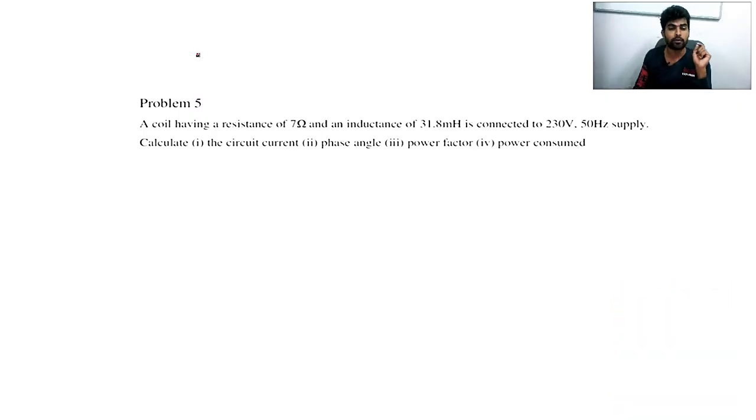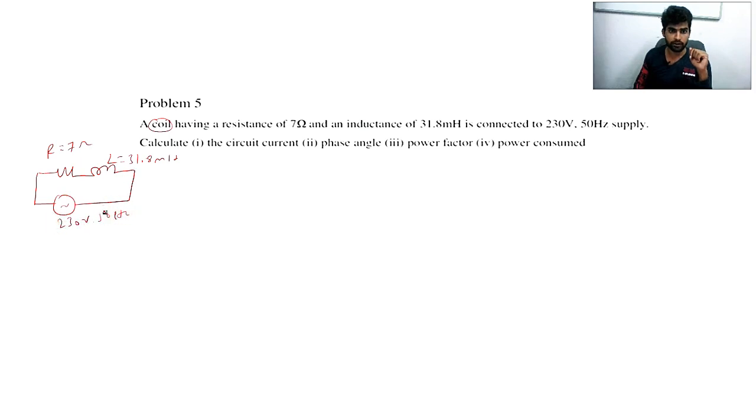Let's see the problem. A coil having resistance of 7 ohm, inductance of 31.8 millihenry. So the coil they mentioned, definitely it's an RL coil. So R of 7 ohm and then inductance of 31.8 millihenry, connected across a 230 volts, 50 hertz supply.